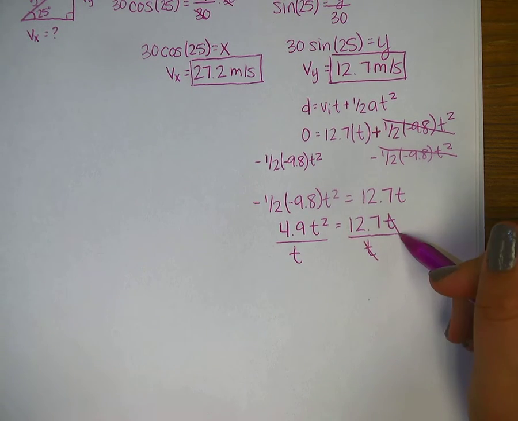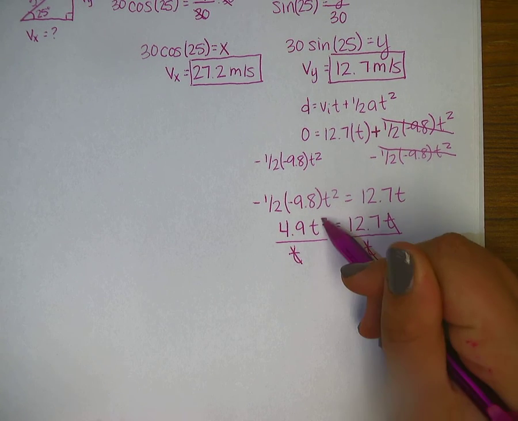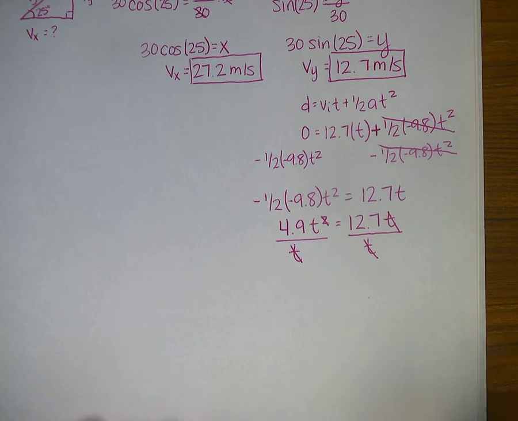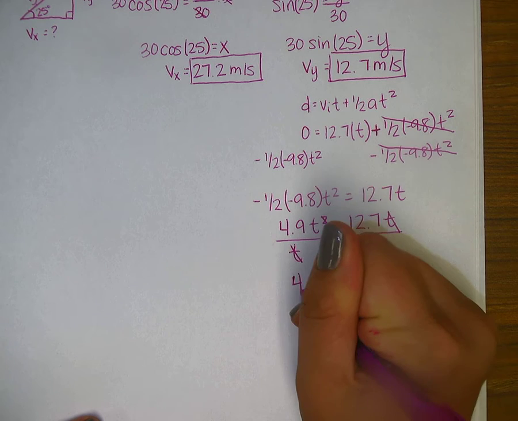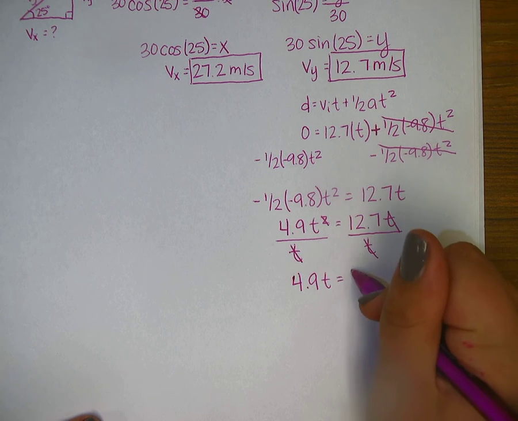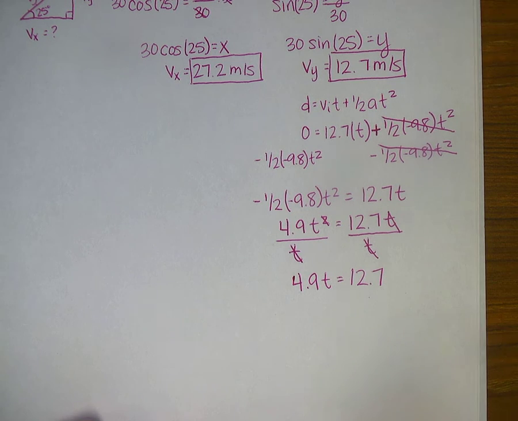These two cancel out. This guy cancels out with one of these. So the square goes away, but we keep the t on the left. So you end up with 4.9 t equals 12.7, and from here it's cake.